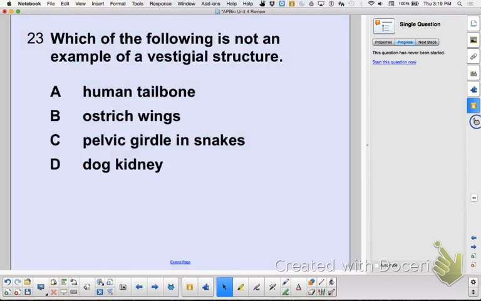What is a vestigial structure? That's what I'm asking you. Something that you used in your ancestral past, which doesn't contribute to your fitness currently. Why do we study vestigial structures? To find a common ancestor. Right, it's evidence of evolution. Good.